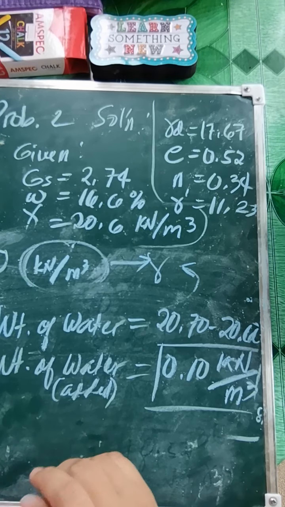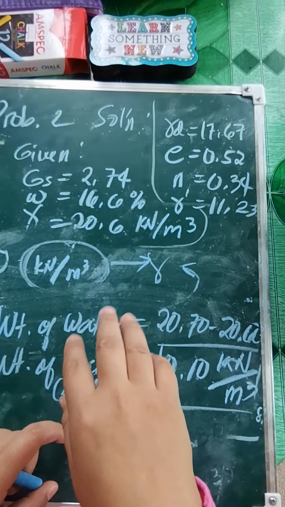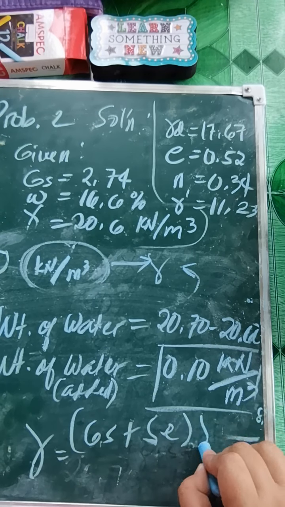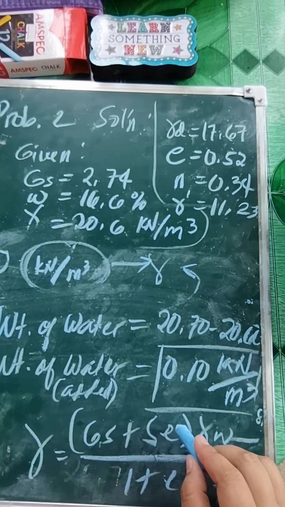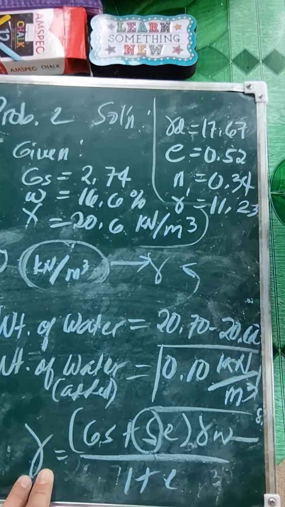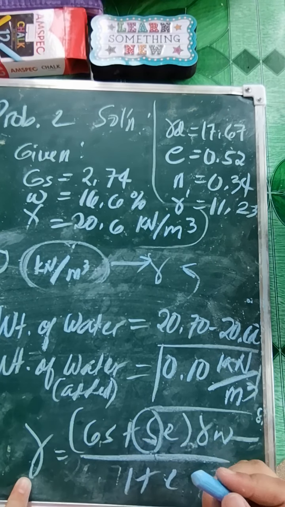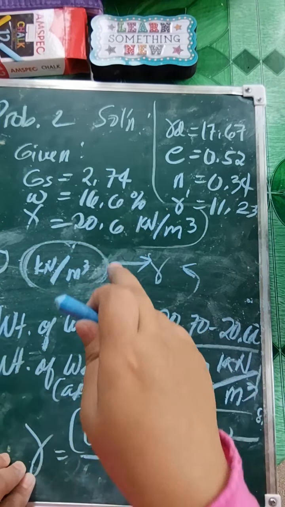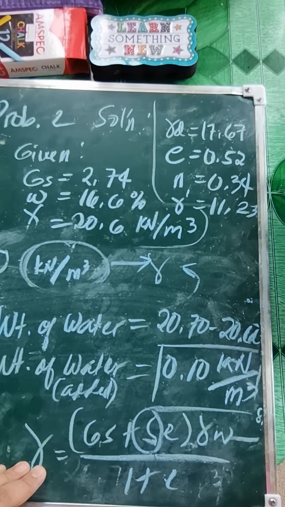Okay? We can also find out what's the degree of saturation for 20.60. So you can use the equation again, gamma equals GS plus SE times unit weight of the water over 1 plus E. So try on your own to solve for the S. Given this one, that is 20.6, and you have already the other given values, you're going to solve for the S. So you can get the value of the degree of saturation for 20.6, that is around more than 80%. So that's it for problem number 2.